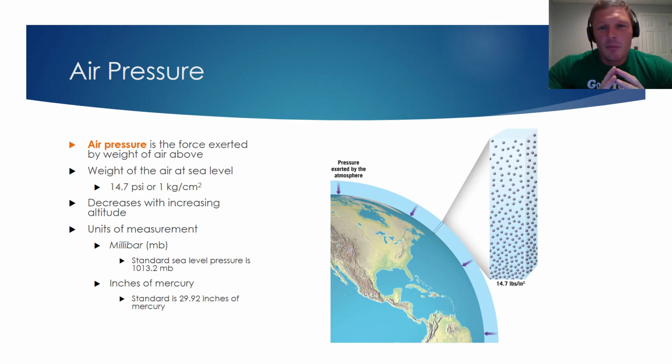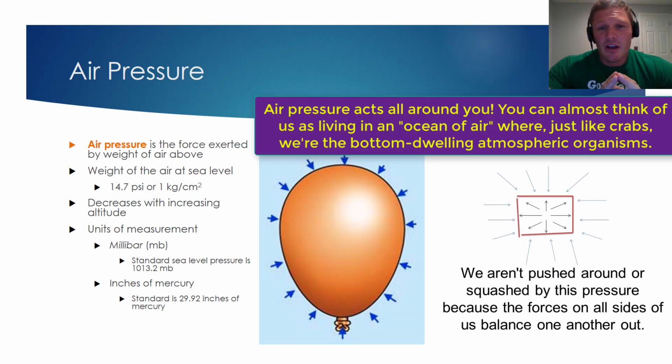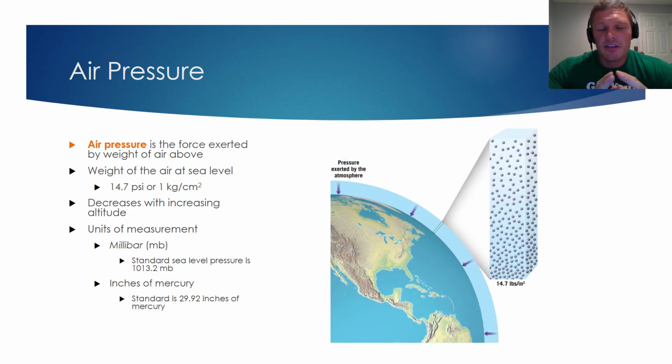Well, here's the secret about air pressure. Air pressure surrounds us. So when I hold my hand skyward, it's true that there's a weight of 14.7 pounds per square inch acting on my palm. But that very same weight is acting on the bottom of my hand, and the side of my hand, and all around my body.